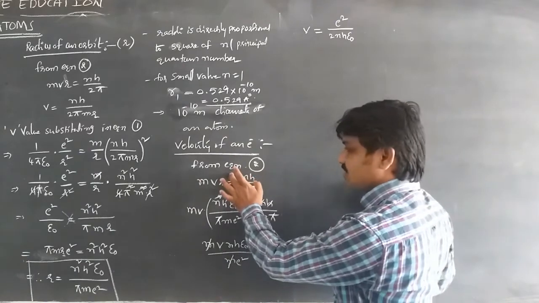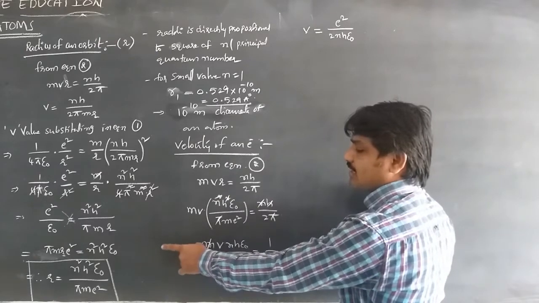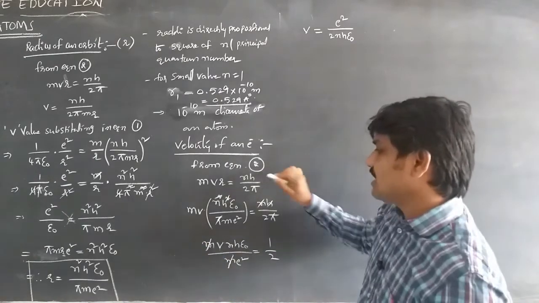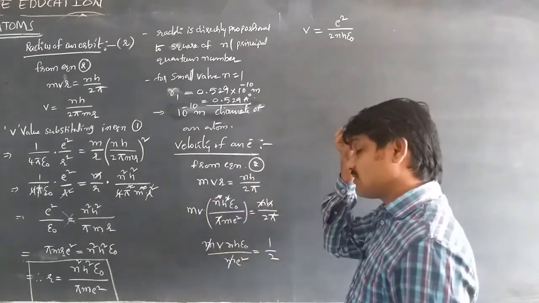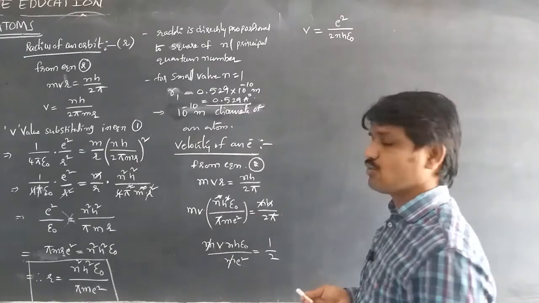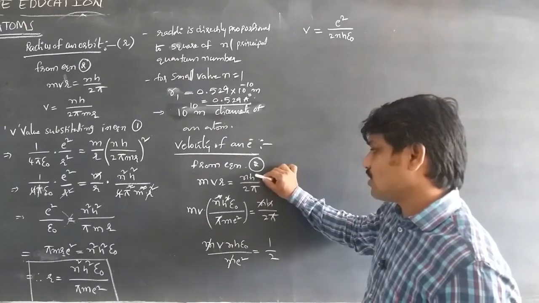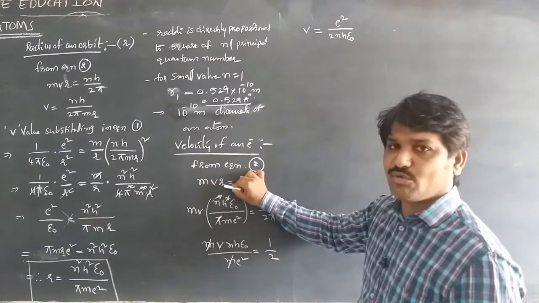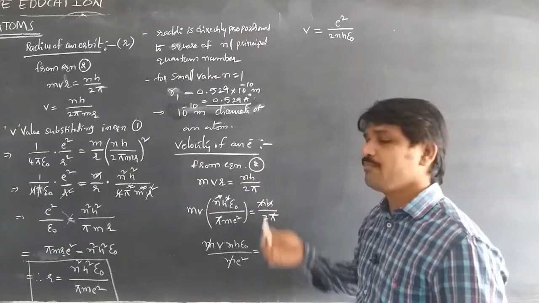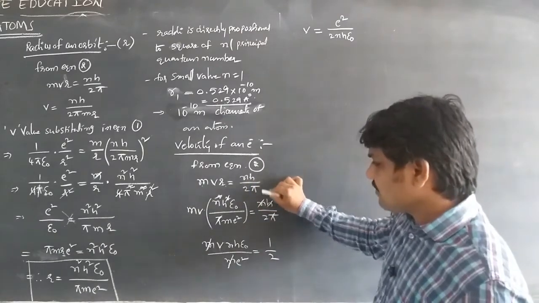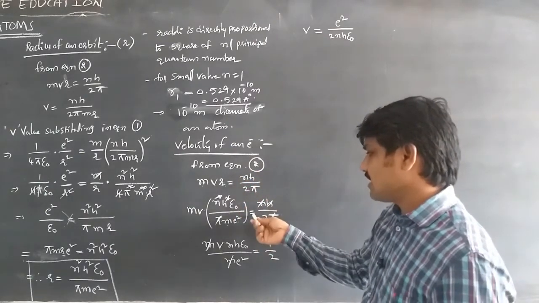Once again, in equation number 2 we substitute the radius of the orbit, r is equal to n square h square epsilon naught by pi m e square. Equation 2, mvr is equal to nh by 2 pi, means only those orbits are possible whose orbital angular momentum is an integral multiple of h by 2 pi. mvr is the orbital angular momentum, n is the principal quantum number, that is the number of the orbit, and h is Planck's constant.